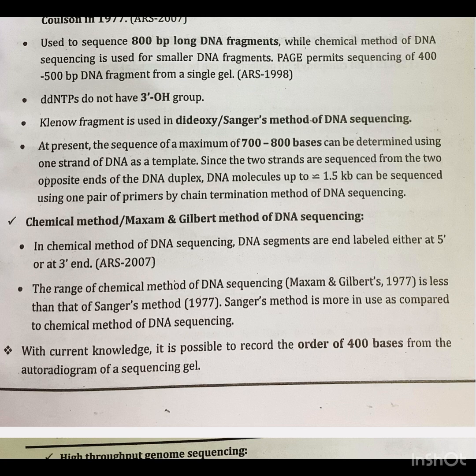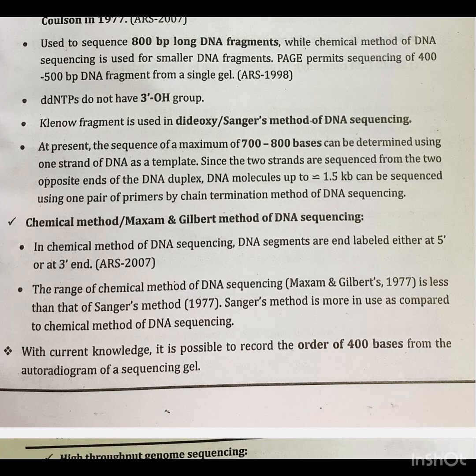The range of the chemical method of DNA sequencing is less than that of Sanger's method. Sanger's method is more in use as compared to the chemical method of DNA sequencing. With current knowledge, it is possible to record the order of 400 bases from the autoradiogram of a sequencing gel.